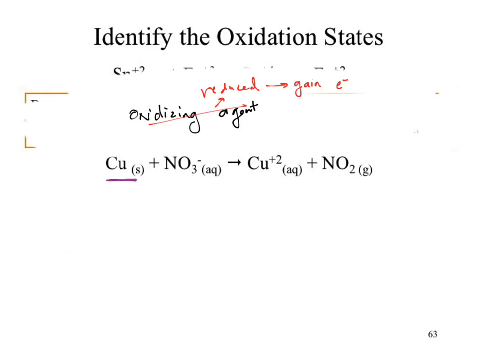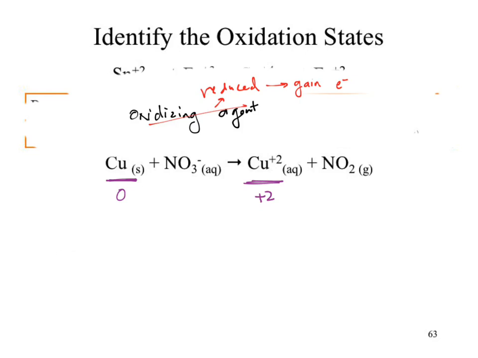Because copper is by itself in the reactant and by itself in the product, which means the oxidation states will become the charges for each of those units. So what was the charge for copper in the reactant? 0, which means its oxidation state is 0. What is the charge for copper plus 2 in the product? Plus 2, which means its oxidation state is plus 2.